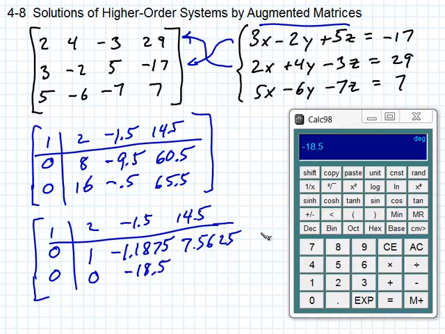And so twice this number is 121 minus 65.5. 55.5 is the answer.